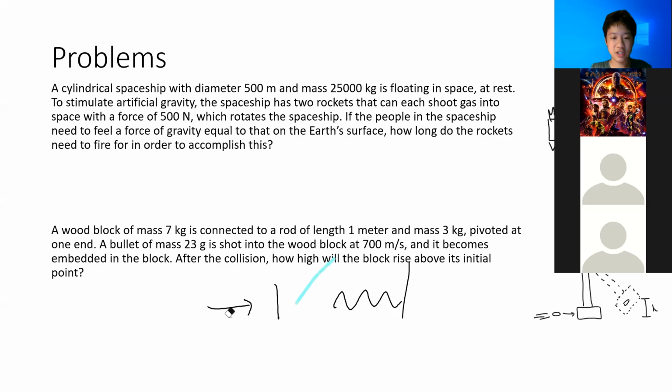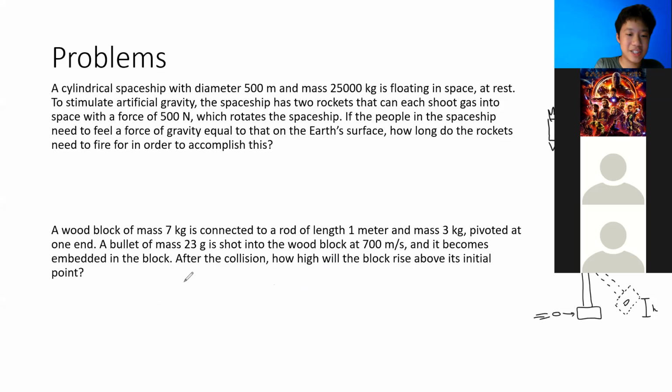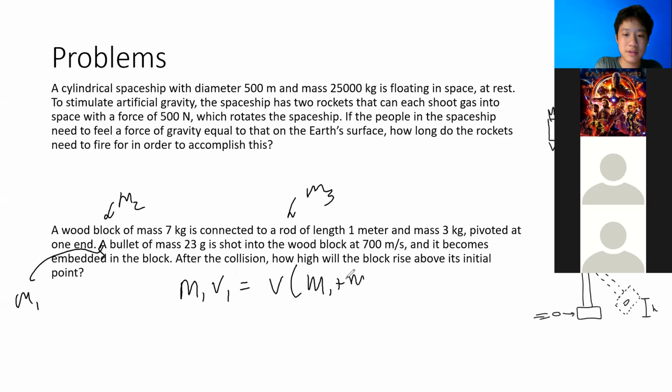So let's first use conservation of momentum to find the speed of the block and the bullet after the collision. So what is that going to be? Well, if we pretend nothing else is there, then we just have a collision between two objects. So we just use conservation of linear momentum. Let me say the mass of the bullet is m1, the mass of the block is m2, the mass of the rod is m3, just for simplicity. So m1 v1 equals v times (m1 plus m2), right?